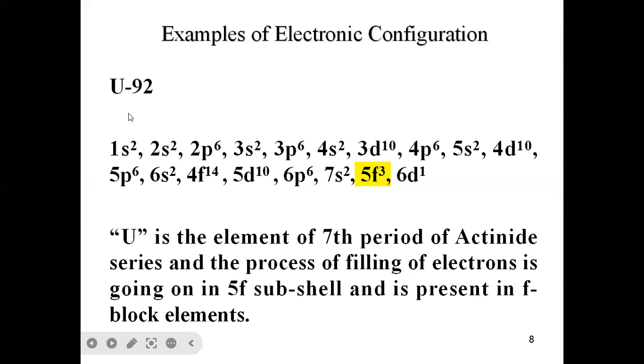At the last, uranium 92, we can write the electronic configuration on the basis of the energy level diagram or the Aufbau principle. Here you can see we have the 5f3 in the seventh period, and we can see the process of filling of the electron in the f subshell. Uranium is the element of the seventh period of the actinide series, and the process of filling of electrons is going on in the 5f subshell and it is an f block element.